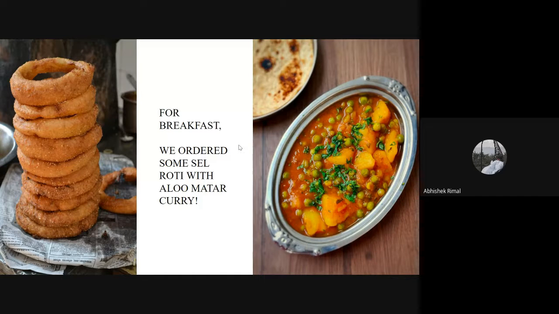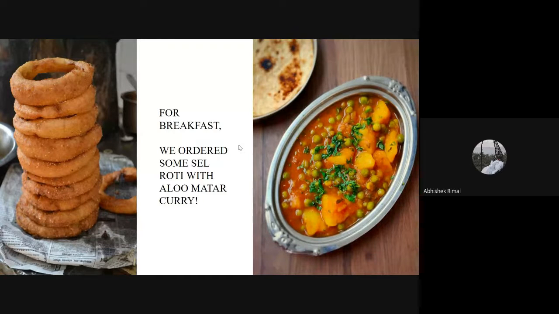The place is very critically acclaimed as well. Apparently everyone in the community, everyone from this area loves the place. So we decided to order some sil roti and alu matar curry. And as you can see, it looks very delicious from the picture itself, and it tasted amazing.